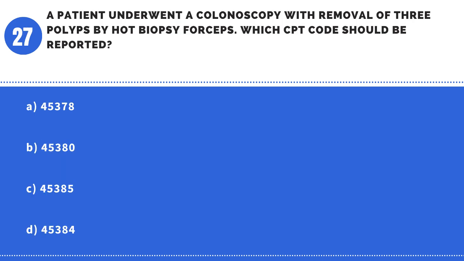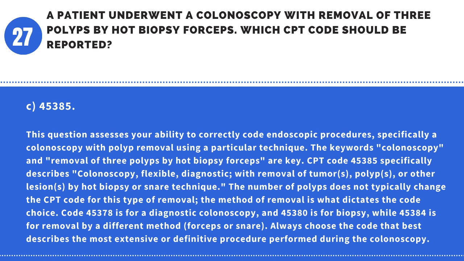Question 27. A patient underwent a colonoscopy with removal of 3 polyps by hot biopsy forceps. Which CPT code should be reported? A. 45378. B. 45380. C. 45385. D. 45384. Answer C. 45385. This question assesses your ability to correctly code endoscopic procedures, specifically a colonoscopy with polyp removal, using a particular technique.